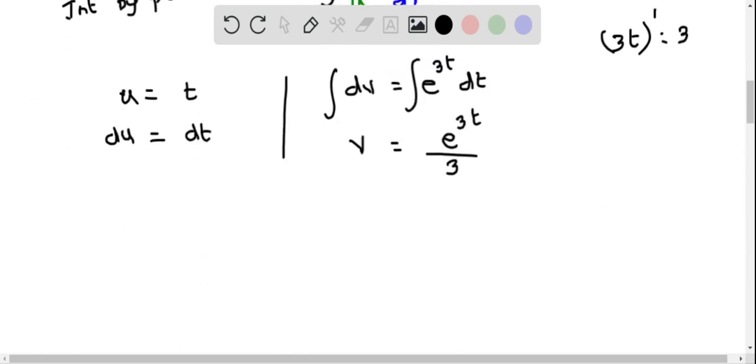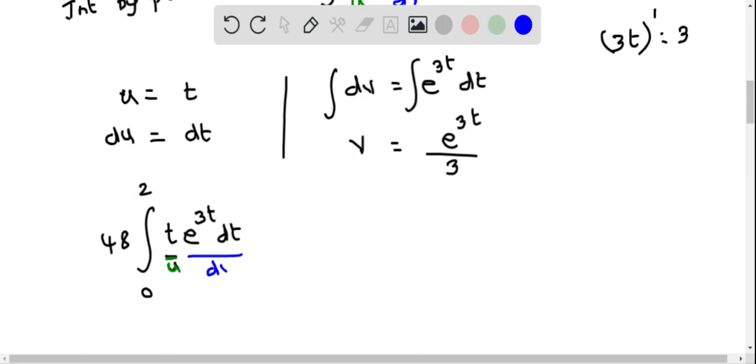Now let's apply the formula. First let me write this down. We have 48 times the integral from 0 to 2 of t times e raised to the power of 3t dt. We have decided that this t is u, and e raised to the power of 3t is dv. So this is in the form of the integration by parts formula, u dv, and according to the formula, this equals uv minus the integral of v du.